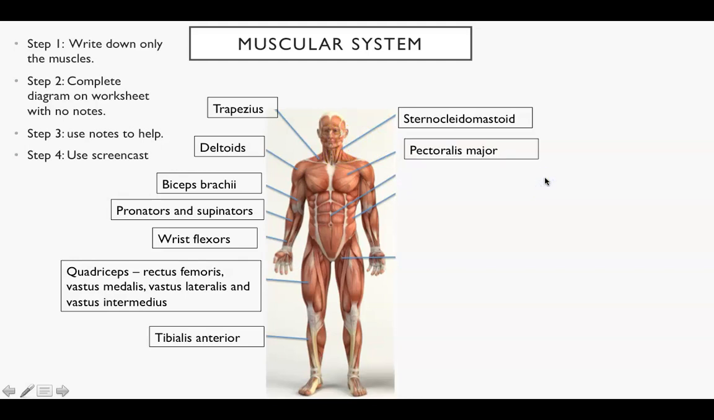Next one is pectoralis major, which is our pecs, this big one here. Then we have rectus abdominis, which are our abs. This muscle here on the outside, or the lateral aspect, are our obliques.